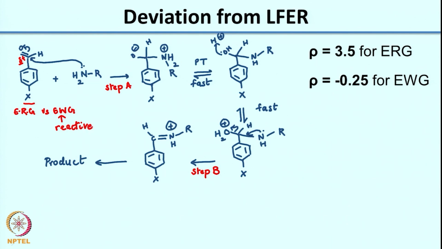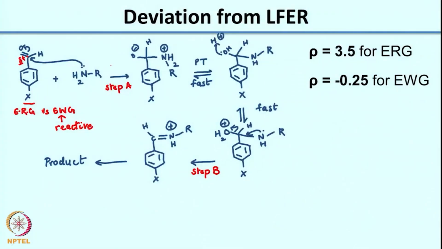Now, whereas if you have an electron releasing group, what it does is it decreases the delta plus at the center, and because it decreases the delta plus, the reaction would be slower. So, step A would be slower for an electron releasing group. So, we will call this RDS for electron releasing group.